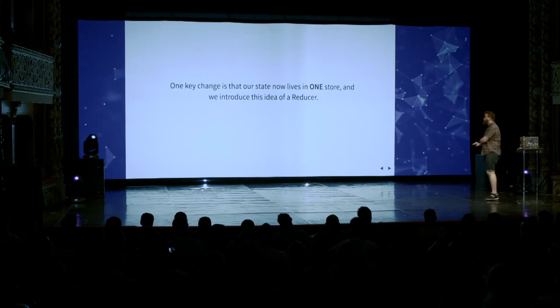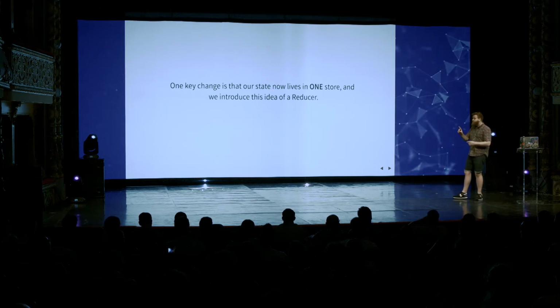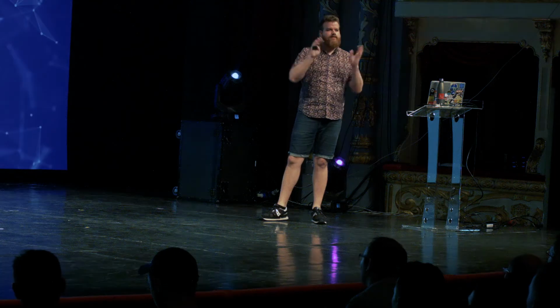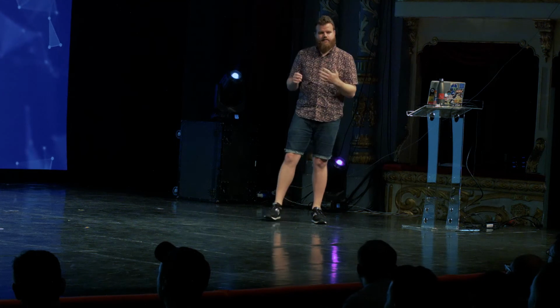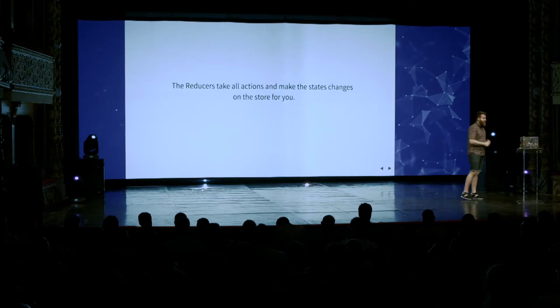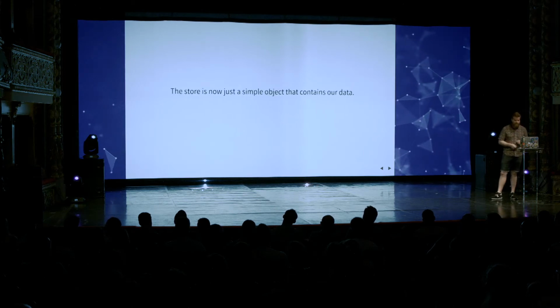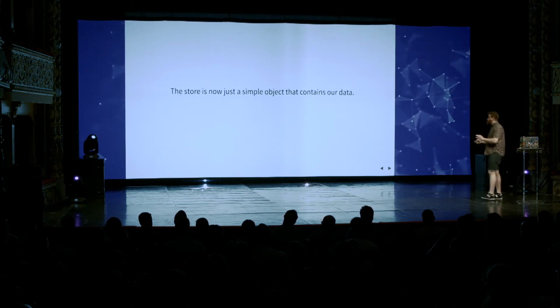So one of the key changes is that instead of having multiple stores for all of our data, we have one store and all of the data lives inside of there. So instead of these action handlers, it introduces this idea of a reducer. The reducers are the things that decide how we'll change our data for that whole store. Again, one big store for everything. So the reducers take all of the actions and allow us to decide how to change our state based on them. And the store is now just one simple object.